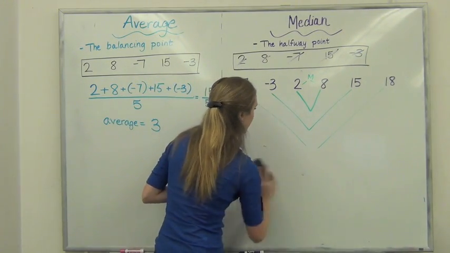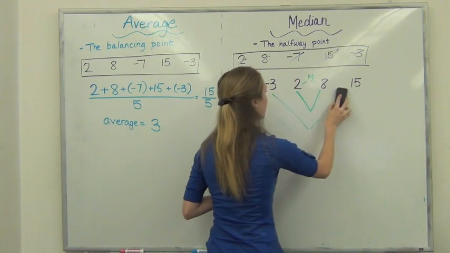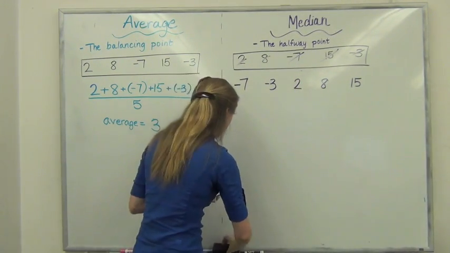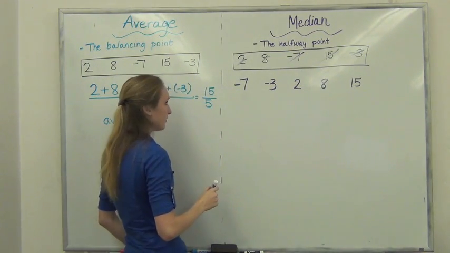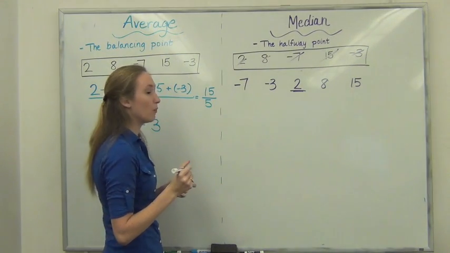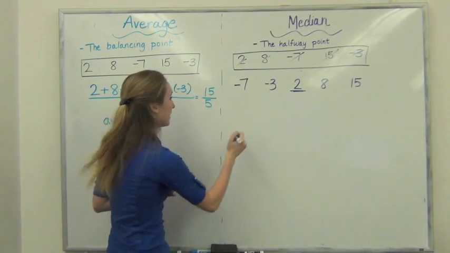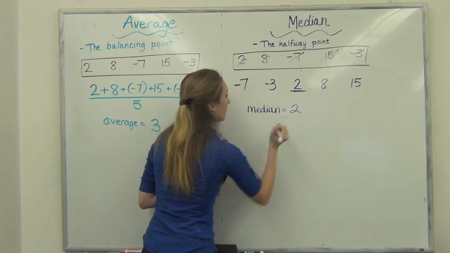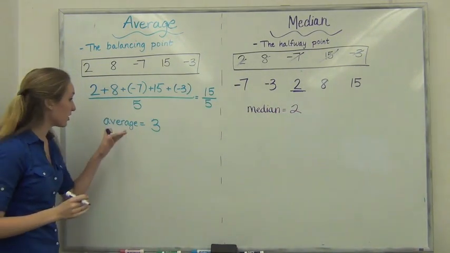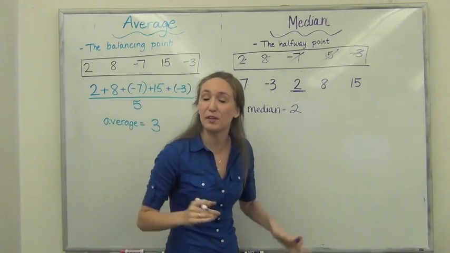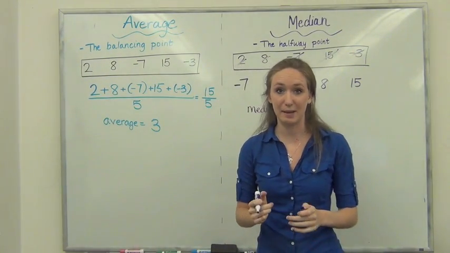So let's just get rid of that 18 and go back to our original, where we said that the median of this list of numbers is that halfway point, that center number, when you line them up in order. So we would say that the median of the list is 2. So for the same list of numbers, our average is 3 and our median is 2, proving the point that your average and median are not always the same.